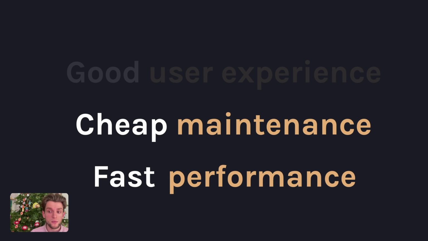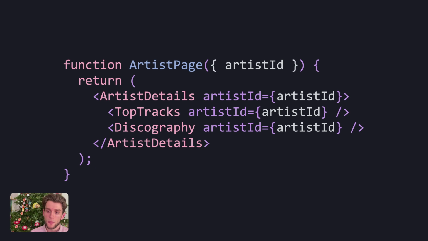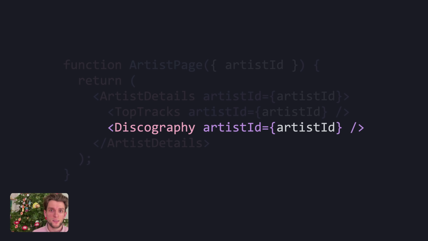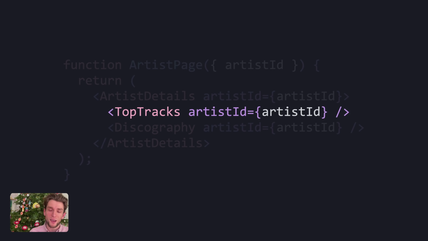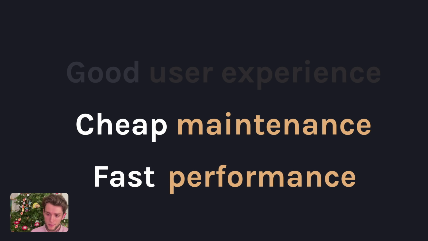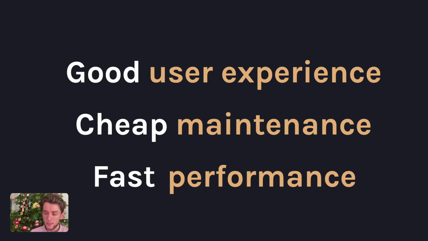We could also compromise on user experience. So we could decide that we're going back to each component fetching its own data, and then when we go to the artist page, we might see discography first, and then the artist details wraps it, and then top tracks pushes it down. But it's just not a good user experience. So we've really compromised it. And so maybe we can't have all three.